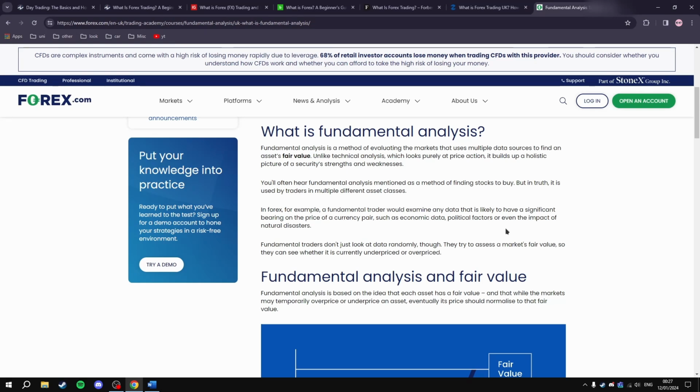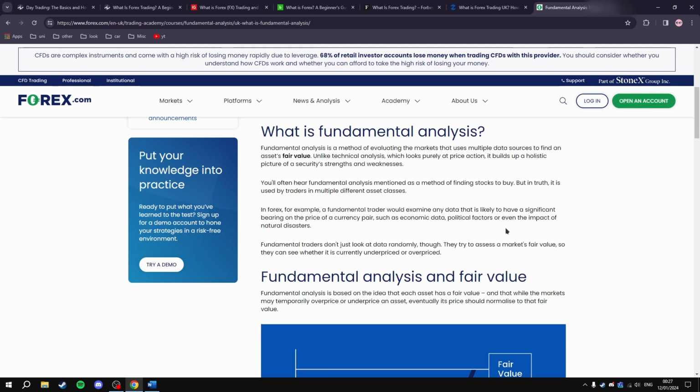Unlike technical analysis, which looks purely at price action, it builds up a holistic picture of a security's strengths and weaknesses. You'll often hear fundamental analysis mentioned as a method of finding stocks to buy, but in truth it is used by traders in multiple different asset classes.